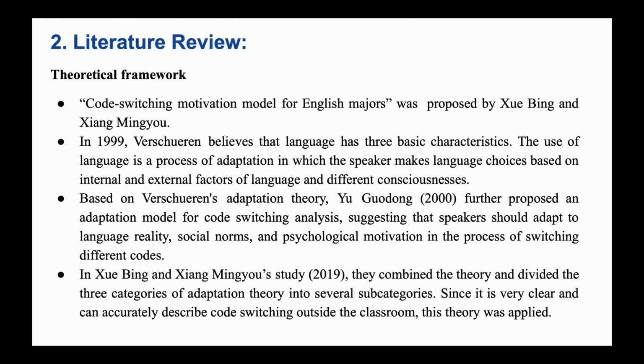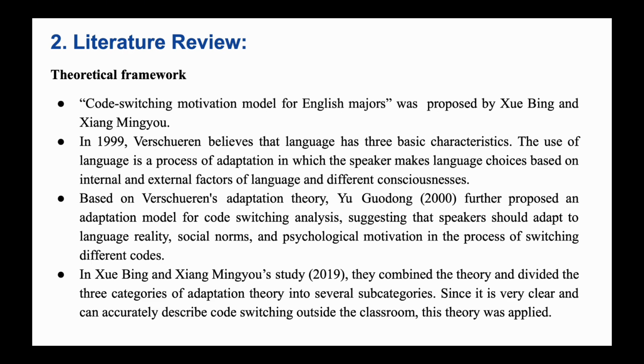And about the theoretical framework, the code switching motivation model for English majors was proposed by Xue Bing and Xiangming You. In 1999, Verschueren believes that language has three basic characteristics. The use of language is a process of adaptation in which the speaker makes language choices based on internal and external factors.